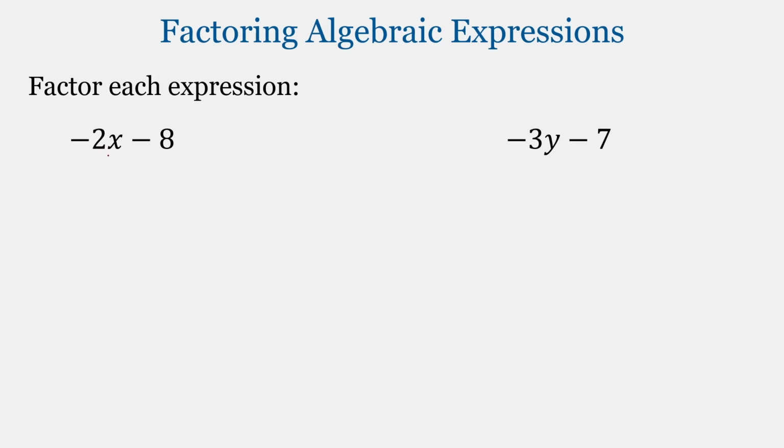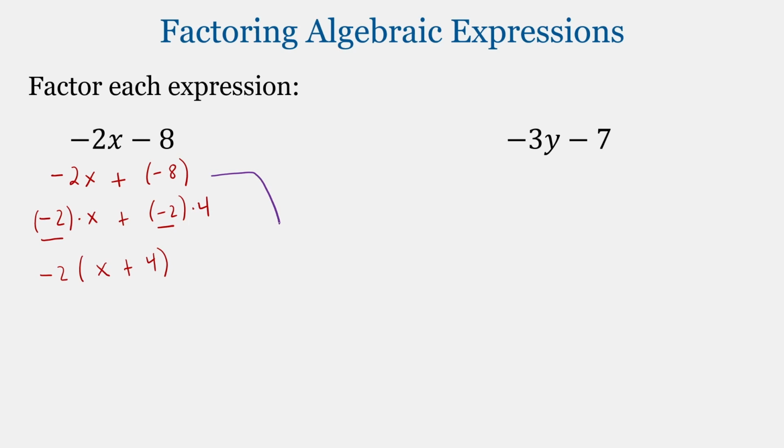For this third problem, we have negative 2x minus 8. So again, I will start with converting subtraction to addition. So we have plus a negative 8. We can factor this in a couple different ways. I'll go ahead and factor this as negative 2 times x plus negative 2 times 4. Both have negative 2 in common, so we factor out the negative 2. That leaves us with x plus 4.